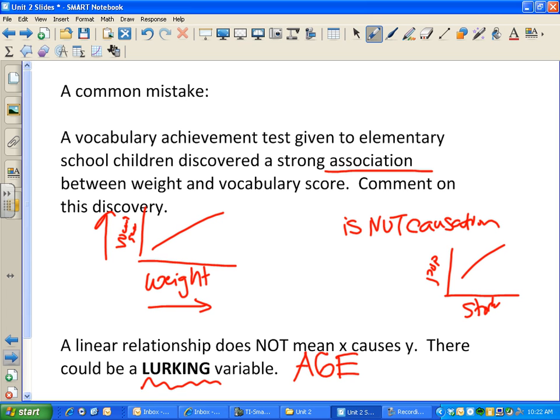There could be something else. Age is, of course, the answer in this situation, but we just want to watch out for those lurking variables. Something that's not showing up in our data, something that's not on the graph, that could explain the relationship. Be very careful that you don't get caught talking about X causes Y. We cannot prove that. We'll talk about how to prove that in Unit 3 when we get to experiments.